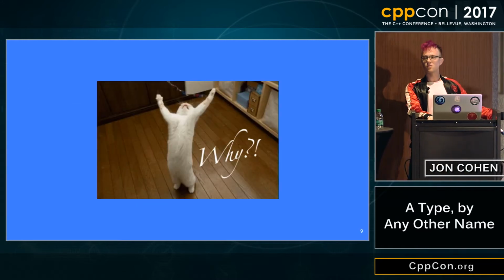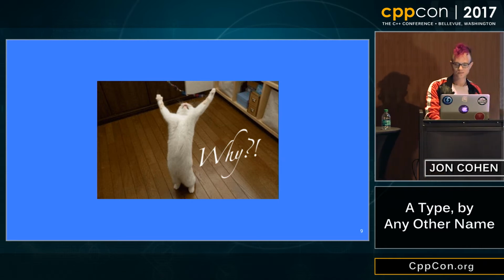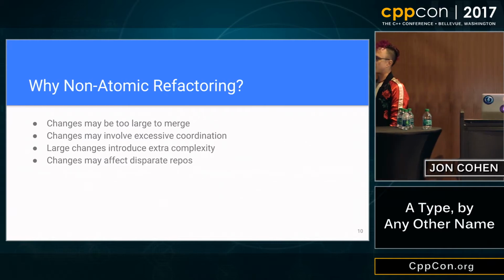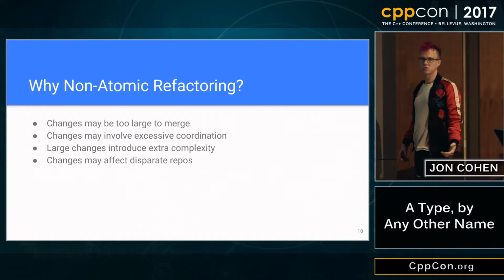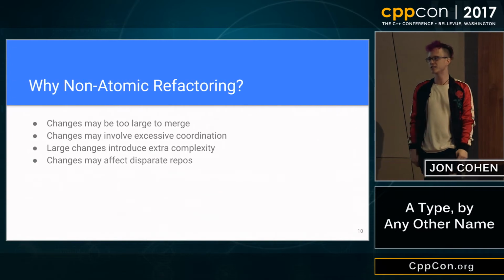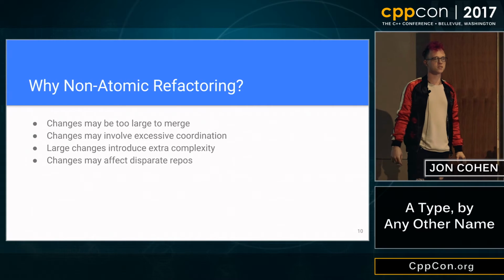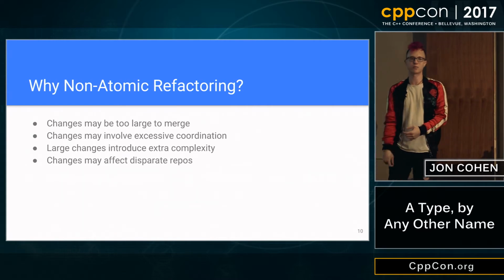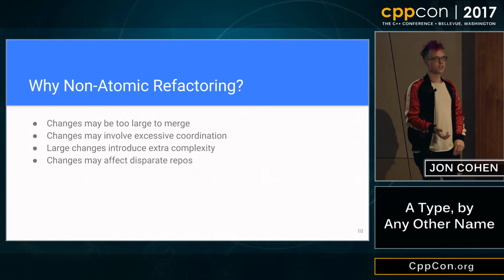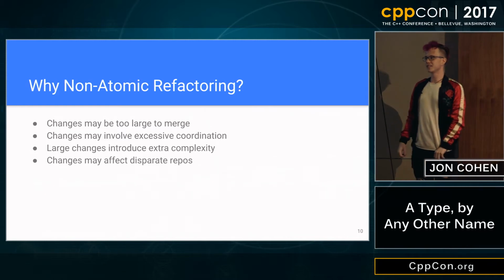Why do it? What are the reasons we would actually do a non-atomic code base refactor? Your change may be too large to merge. This is a common problem that we have in Abseil. At Google, we have 250 million lines and growing every day of C++ code. There's double-digit thousands of developers adding code to this code base every day. And we like to do things like rename a type that's used 100,000 times all over that code base.